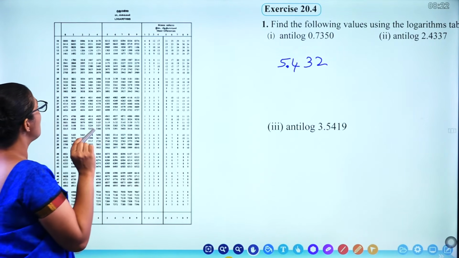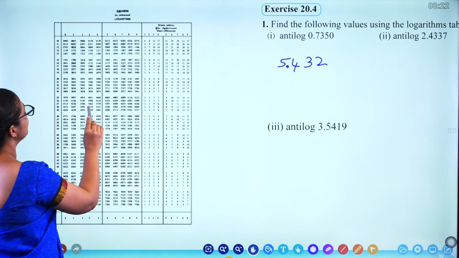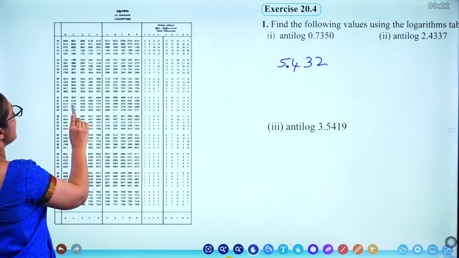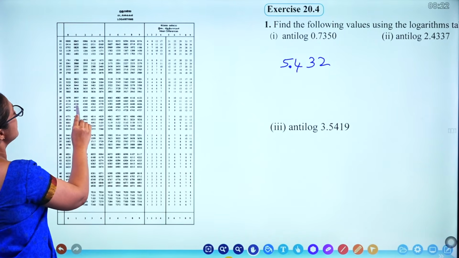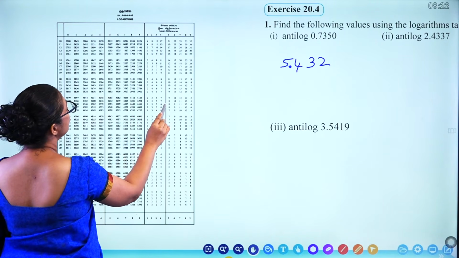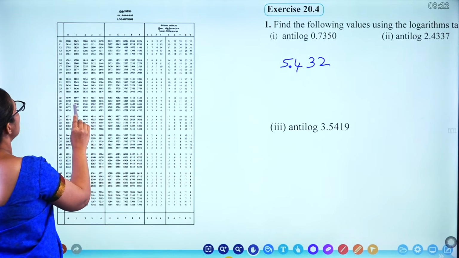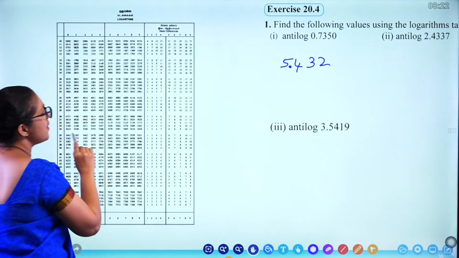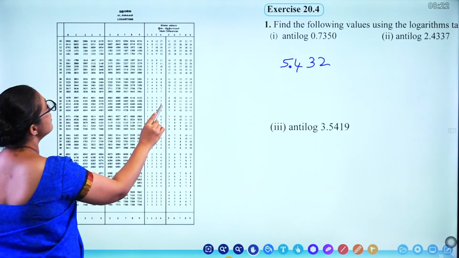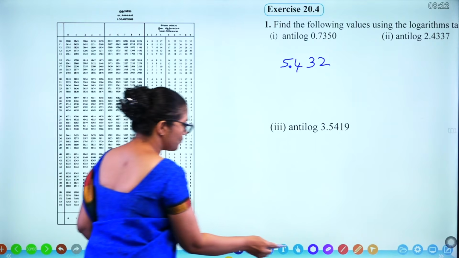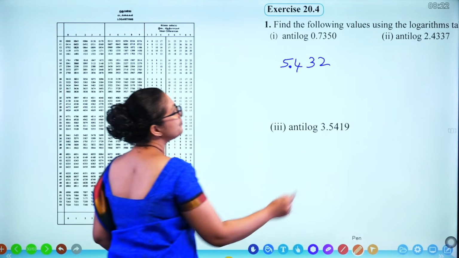4337. 30 is there. You need another 7. So you can take 6. 27, 1, 4.